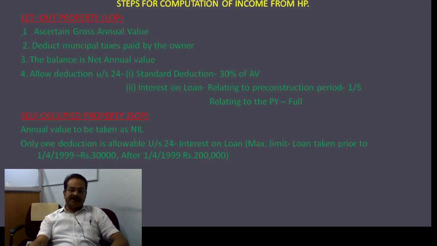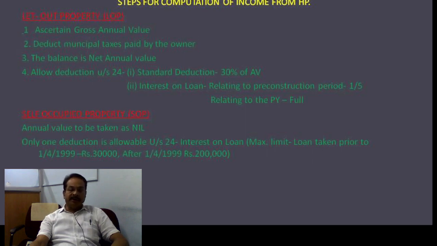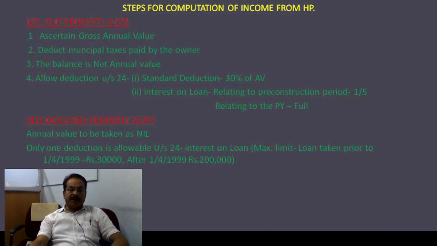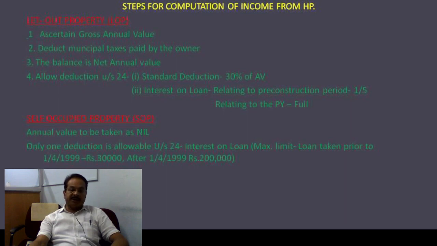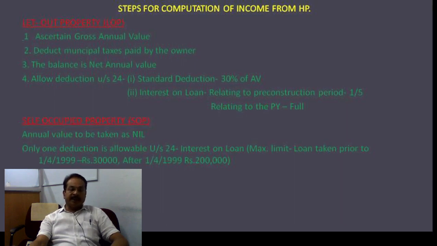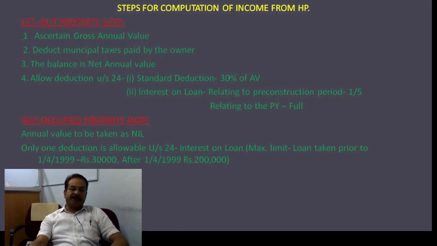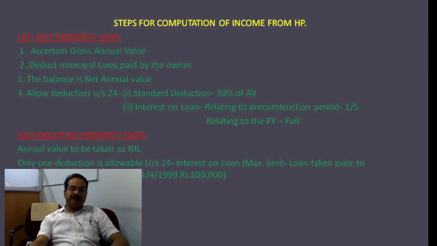And there is some restriction. See, the maximum deduction allowable in respect of interest on loan in the case of SOP. For LOP there is no restriction, but for SOP there is a restriction. If the loan is taken prior to 1/4/1999, the maximum deductible amount is 30,000, and if the loan is taken after 1/4/1999, the maximum deduction allowable in respect of interest on loan is 2 lakh. Clear?